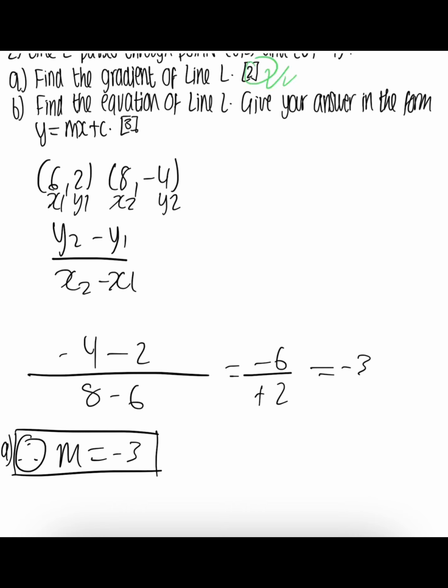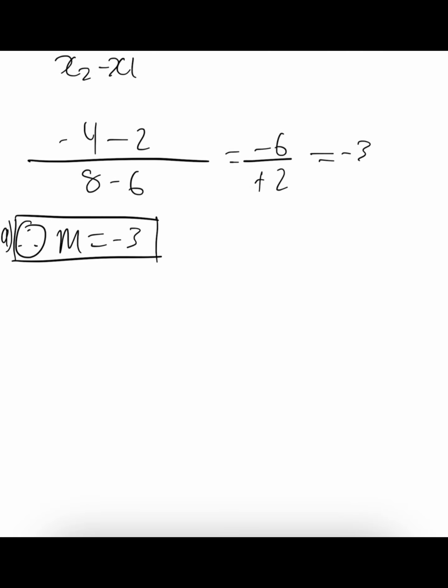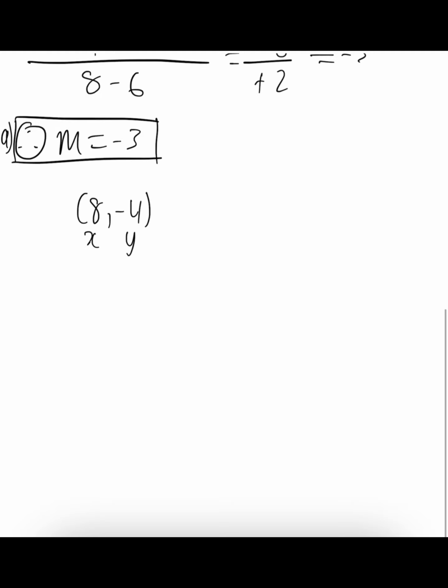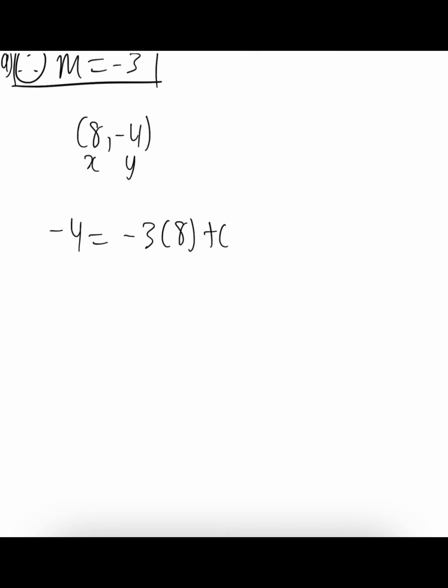Now we're being asked to find the equation. Let's just pick the coordinates 8 and -4. So just write them down again. X, Y. And we have -4 is equal to -3 multiplied by 8 plus C. Now you remember that all we have to do is just expand the bracket on that side.